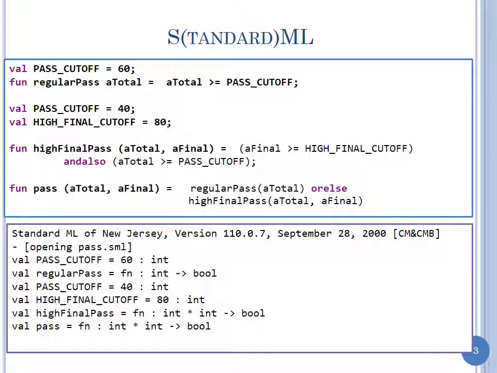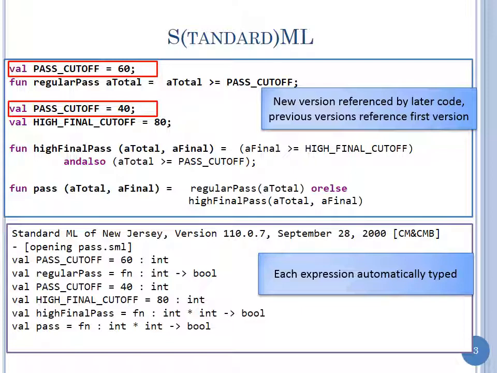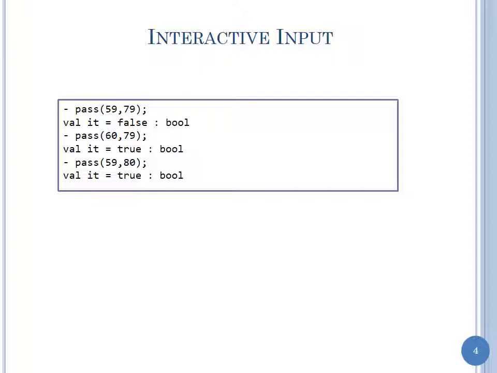But it is a conceptual possibility, and we have seen that Milner, who's the guy who invented ML, explored this possibility. Okay? So each expression is automatically typed, and we have the same name used twice. So a new version is referenced by later code, and previous code references the first version. Okay. And then I can call this function, and when we call, there's a return value. The return value is called it. So it's telling you that the answer is false, and by the way, false is a Boolean. And it says that for all the various values we have. So this is how ML is used.